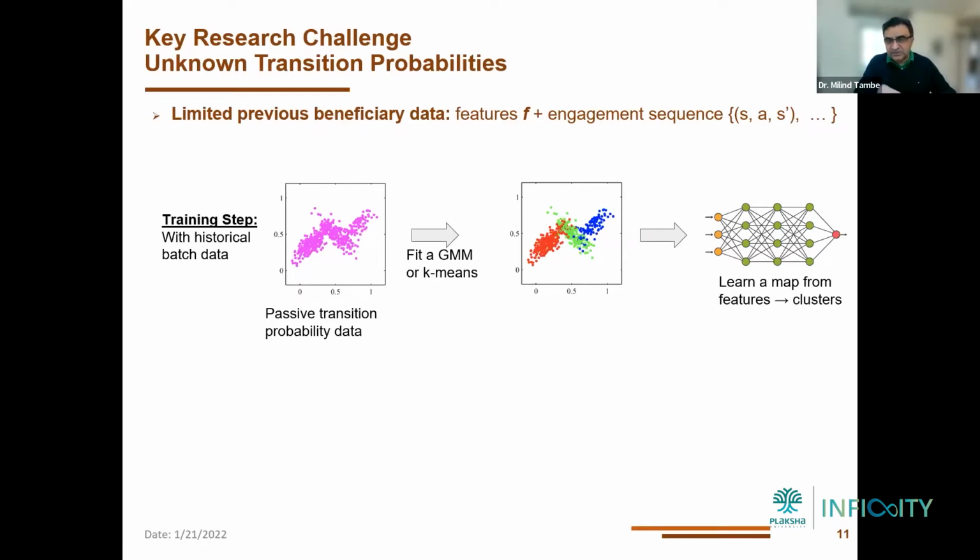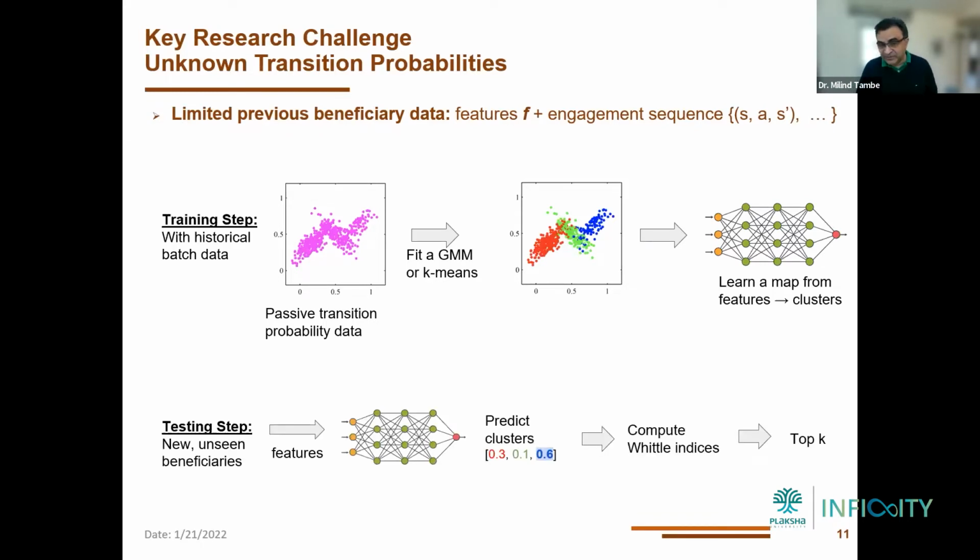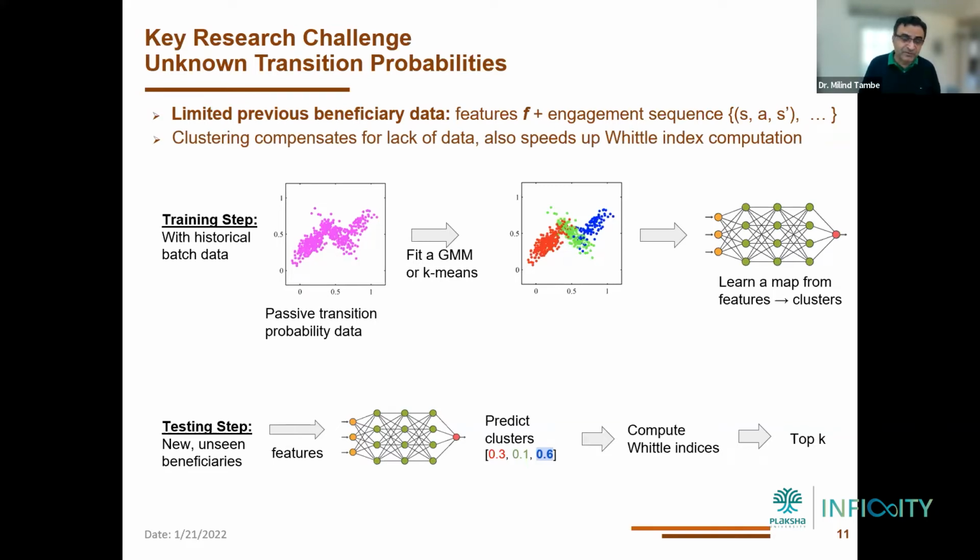We first cluster these mothers into different clusters and then learn a mapping from features to clusters. So now we know for mothers of a certain age, income level, education level, what are their transition probabilities of moving from bad state to good state. So when we get a new batch of beneficiaries, from their features, from age, income, etc., we can predict which cluster they belong to. That is, we know their transition probabilities, from where we can compute their Whittle indices and then determine which top K mothers to call. So clustering compensates for the lack of data that we have and also speeds up our Whittle index computation because we are not computing a Whittle index for each of the 200,000 mothers, but only for these clusters of mothers at a time.